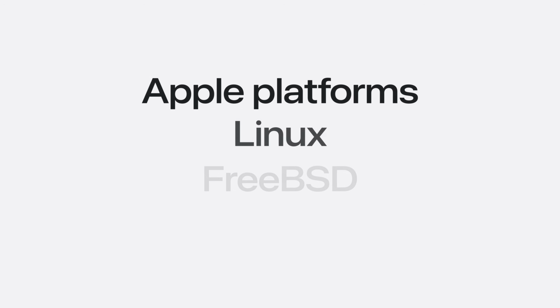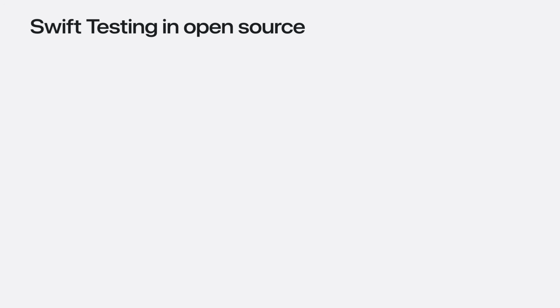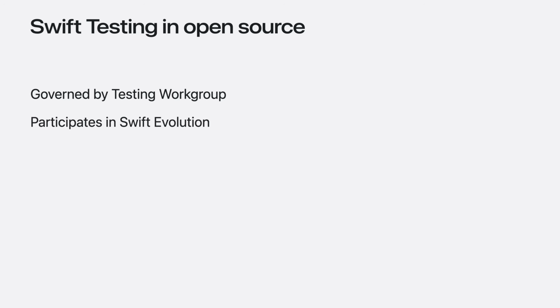And if you have ideas for how Swift testing can improve, I encourage you to contribute. That's because Swift testing is open source. It's part of the Swift-Lang organization on GitHub. It's available on more platforms than ever before, with full support starting this year for FreeBSD. The testing workgroup governs the project and runs regular meetings that any Swift community member can attend. New features are guided by Swift evolution. In fact, interoperability was one of those. Share your opinions and ideas by joining us on the Swift forums.